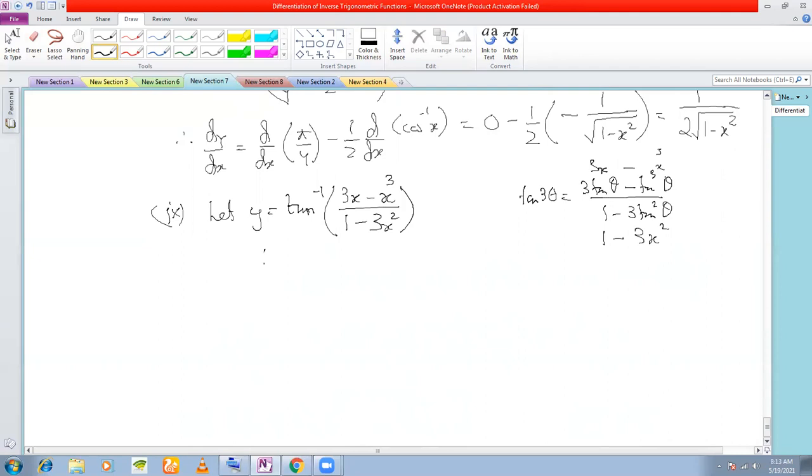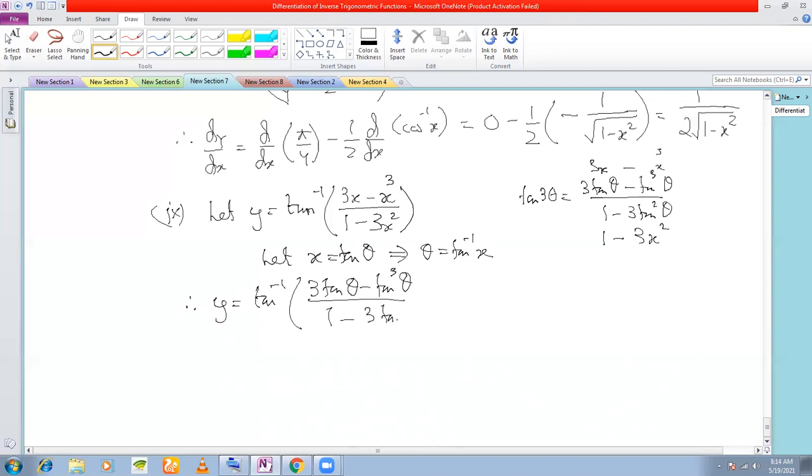So what you do is you put x is equal to tan theta. That means you get theta is equal to tan inverse x. Therefore, y will be equal to tan inverse of 3 tan theta minus tan cube theta divided by 1 minus 3 tan square theta, which is equal to tan inverse tan 3 theta, which is simply 3 theta, and theta is tan inverse x.